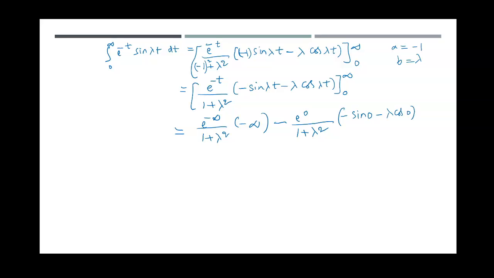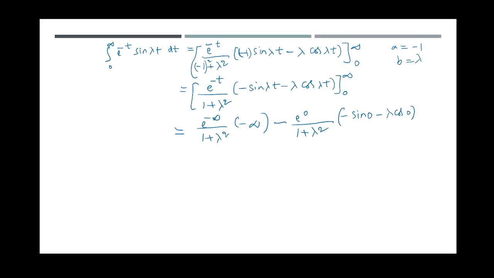When you apply the upper limit, you have to put t equal to infinity, and when you apply the lower limit, you have to put t equal to 0. But here e power minus infinity is 0, so this is a 0 into infinity indeterminate form. If you evaluate this, you get 0. Minus e power 0, which is 1, so minus 1 by 1 plus lambda square. Here e power 0 equal to 1.